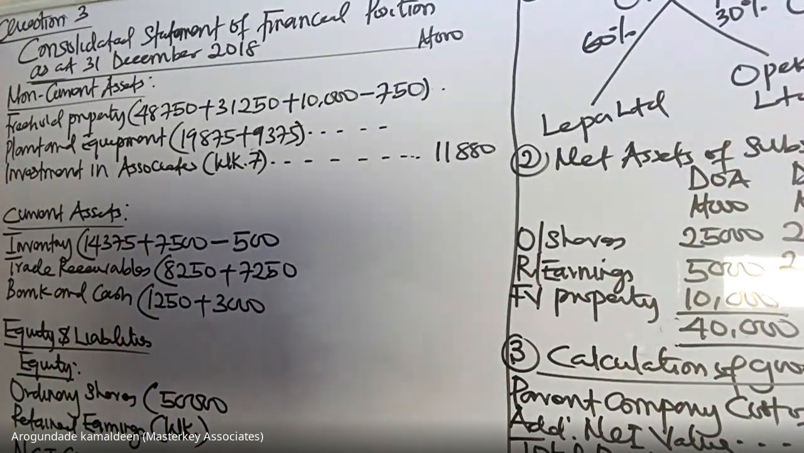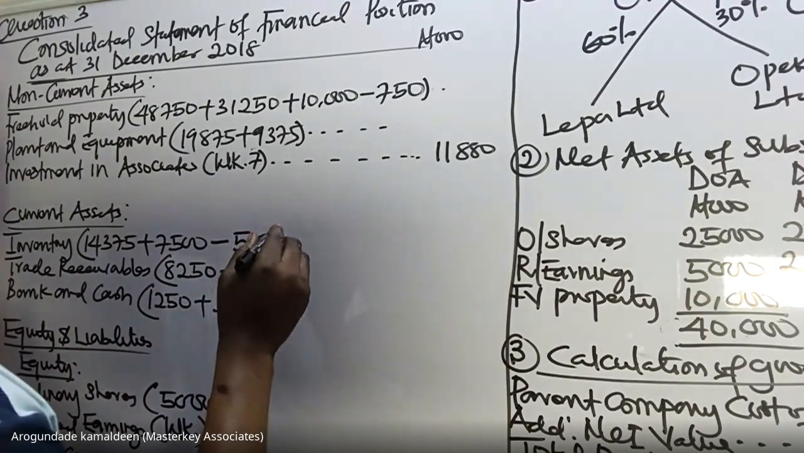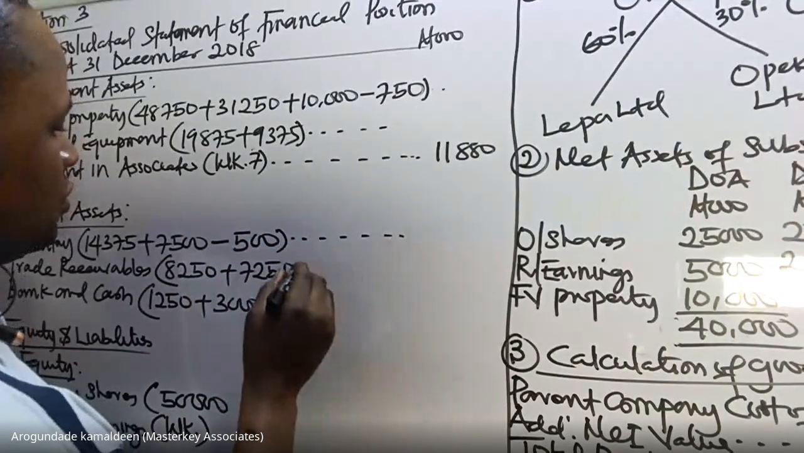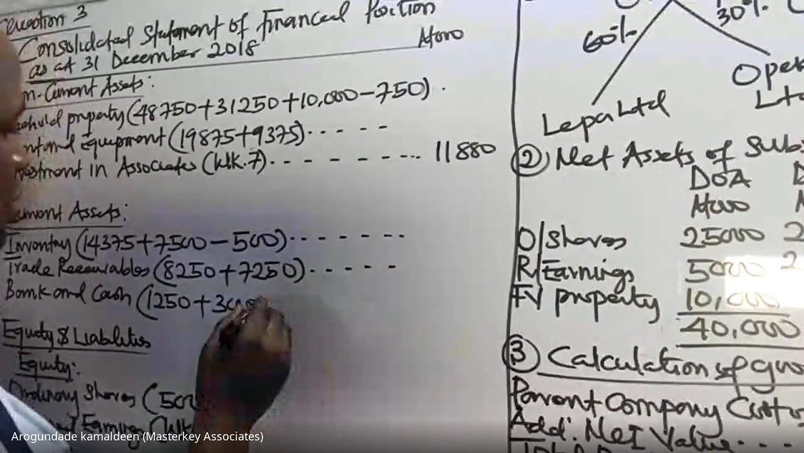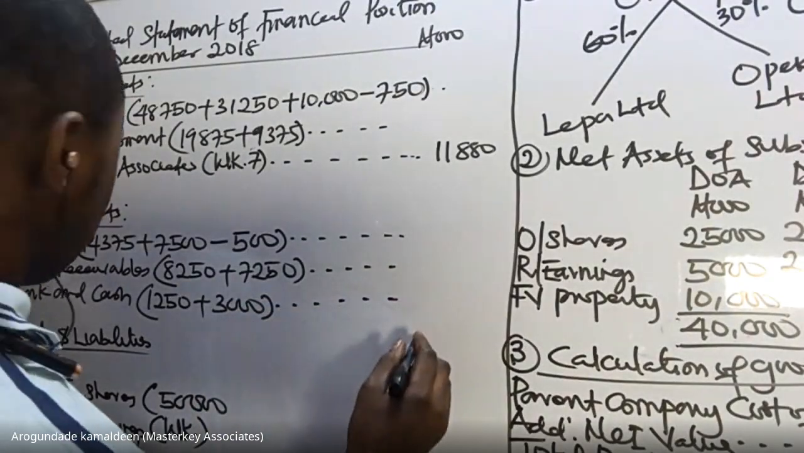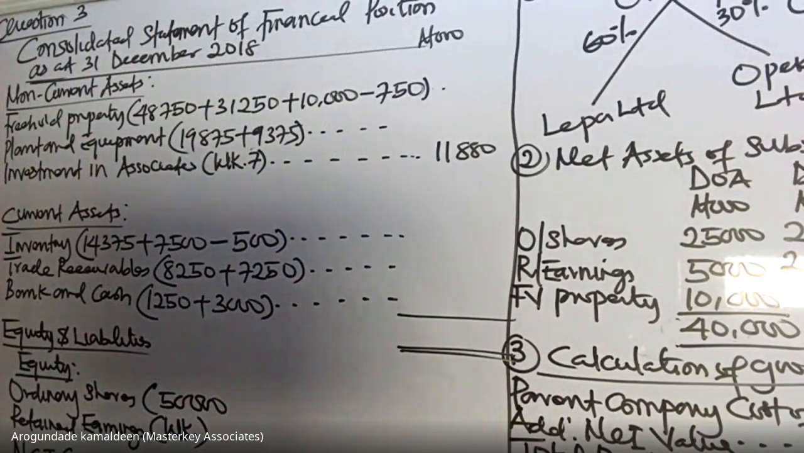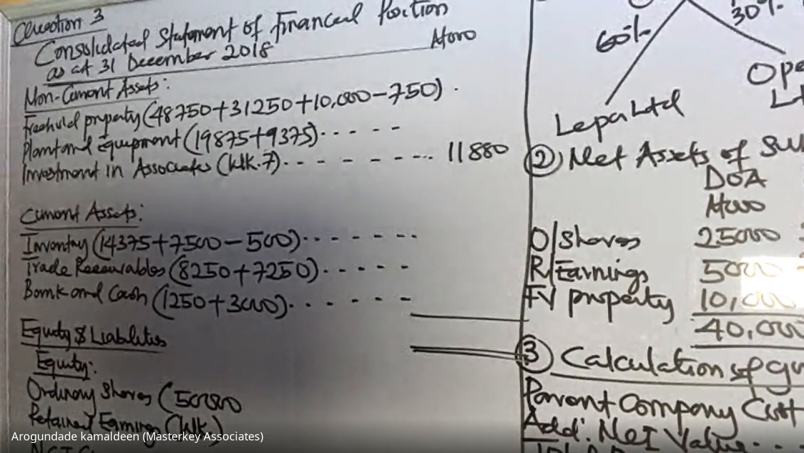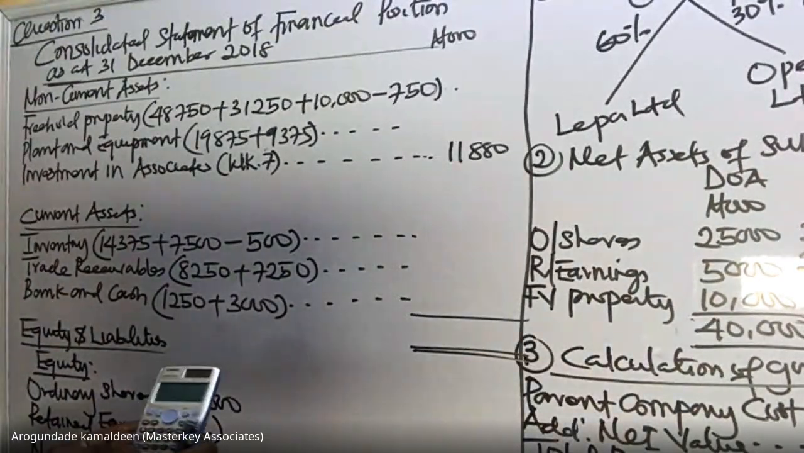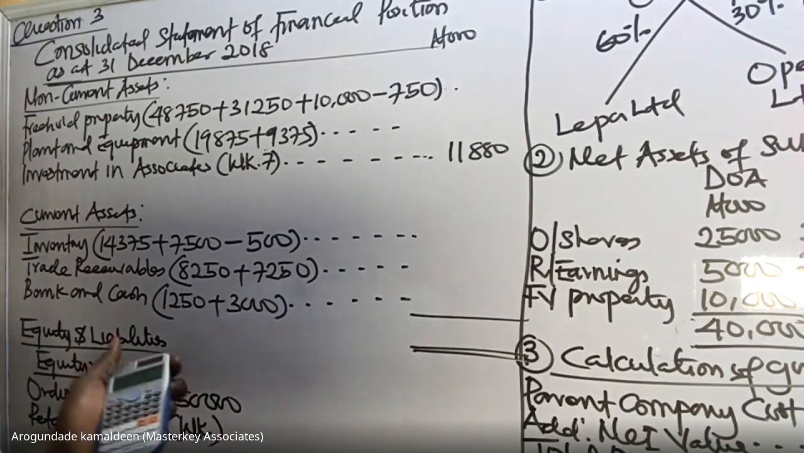What is our plant and equipment? Please help me out. Okay. Here, 48,750 plus 31,250 plus 10,000 minus 750. Here I have 89,250.